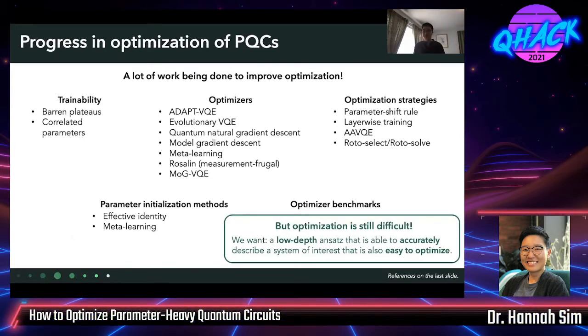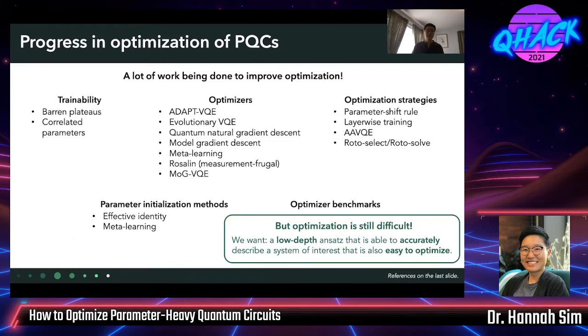And it's because what we want in the near term is a low depth ansatz that is able to accurately describe some quantum system of interest, but the optimization task itself should be relatively easy. And so with this really challenging goal that we want in the near term, since this is a bit ambitious, I thought I'd narrow down the research question into a particular set of PQCs, specifically circuits that have lots of parameters.